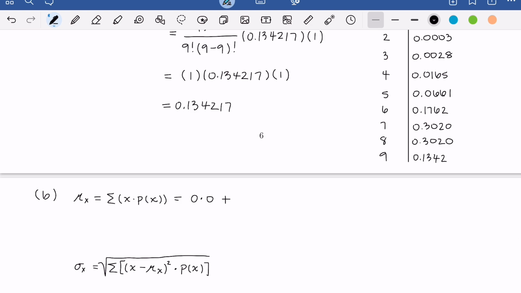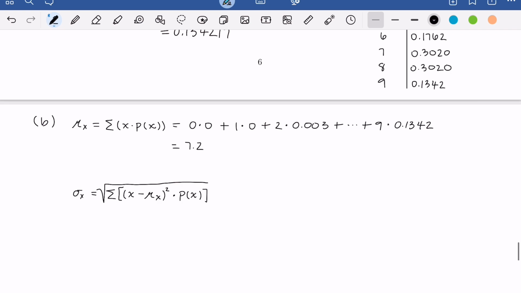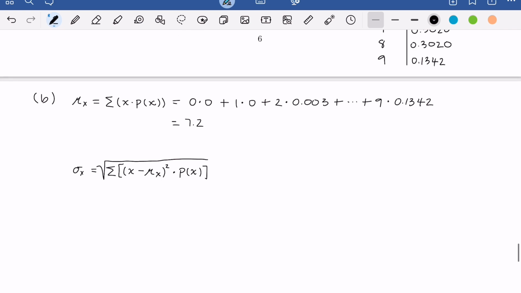Then we're going to add one success multiplying by that probability, which is zero, two successes multiplying by that probability, which is 0.003, all the way up to nine successes multiplying that by that probability. Doing so, we're going to get that the mean is about 7.2. Now, doing something similar for our standard deviation here, we're going to take the square root of this thing.